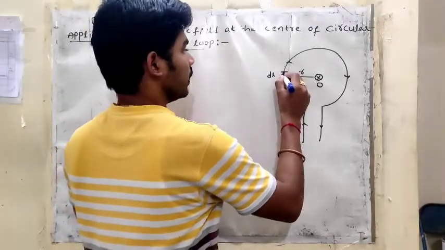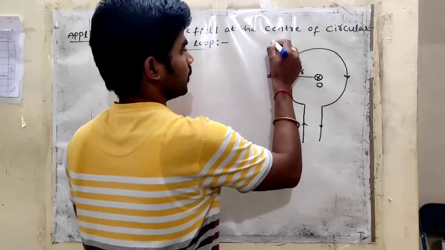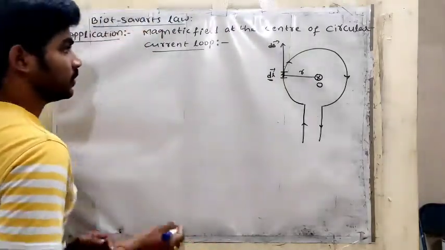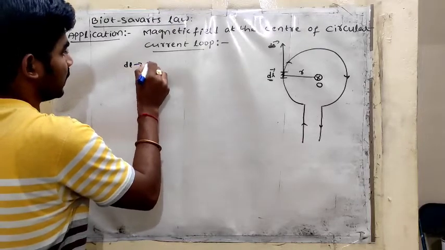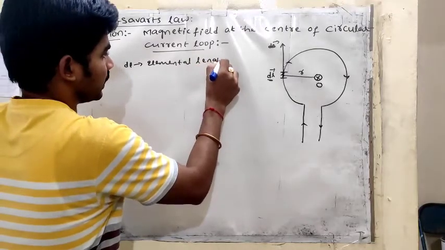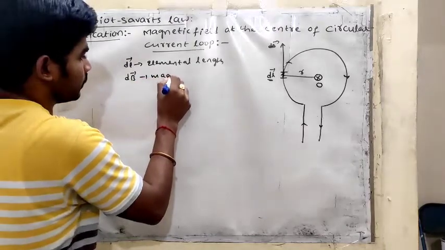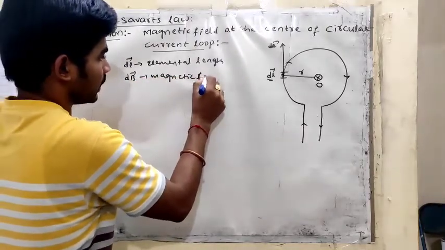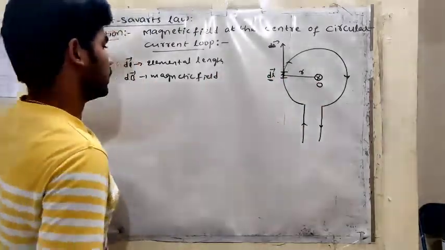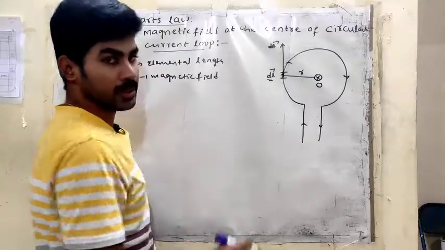We know this dl and the position vector are always perpendicular to the magnetic field, dB bar. Since dl is an elemental length, the magnetic field is also very small, in the perpendicular direction. So exactly at point O we are now calculating the magnetic field. Because I am taking a very small elemental length, the magnetic field here is also very small.